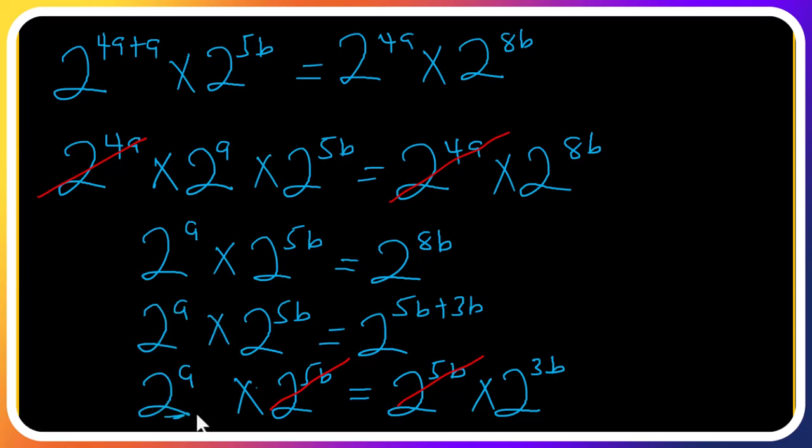So what we have is 2 raised to the power a and 2 raised to the power 3b. Let's proceed: 2 raised to the power a equals 2 raised to the power 3b. From indices, if the bases are the same, the exponents or indices are equated. So a equals 3b. This is the solution for a.